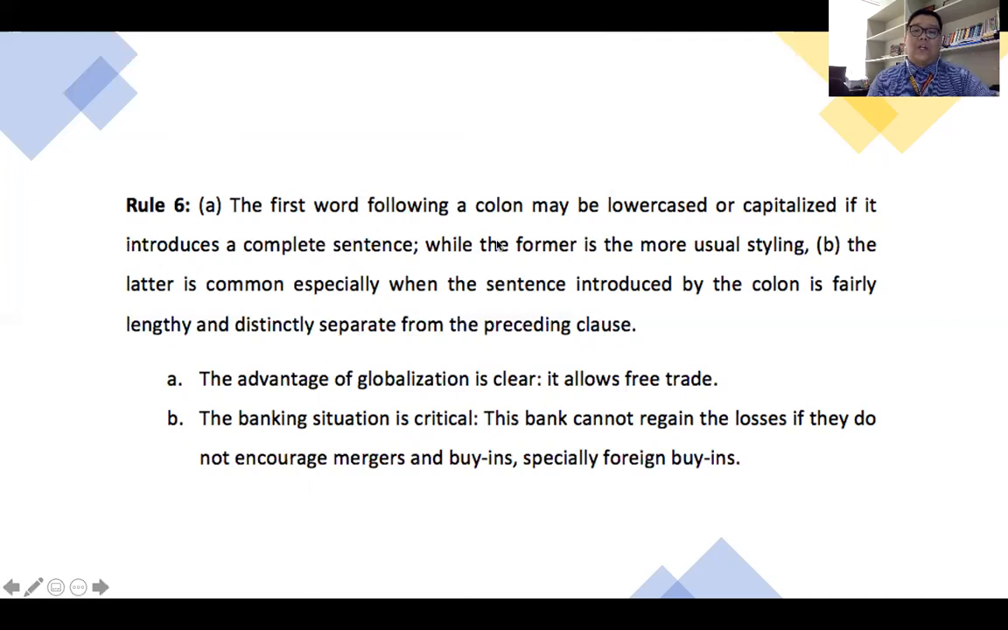The first word following a colon may be lowercase or capitalized if it introduces a complete sentence. If you look at this one, it already expresses a complete sentence or complete thought. So we did not capitalize it, or we may still capitalize it. While the former is the more usual styling, the latter is common, especially when the sentence introduced by the colon is fairly lengthy. So if you believe that the next one is very long, for example, in this case, this one appears to be a complete sentence already, and then you have the colon here, you will have to capitalize this one. But if it's as brief as this, it may not be capitalized anyway.